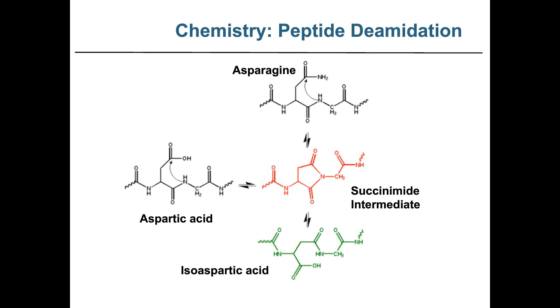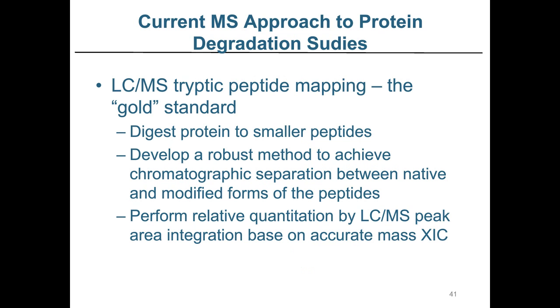And the typical approach that's used, this is the current gold standard, is we do a tryptic digest of the protein, and we use LCMS to do the separation and the mapping. And this is really the gold standard. So we digest the protein into smaller peptides. We develop a robust method to achieve chromatographic separation between the native and the modified forms of the peptides. And then we perform relative quantitation by LCMS peak area integration, usually based upon accurate mass extracted ion chromatogram.